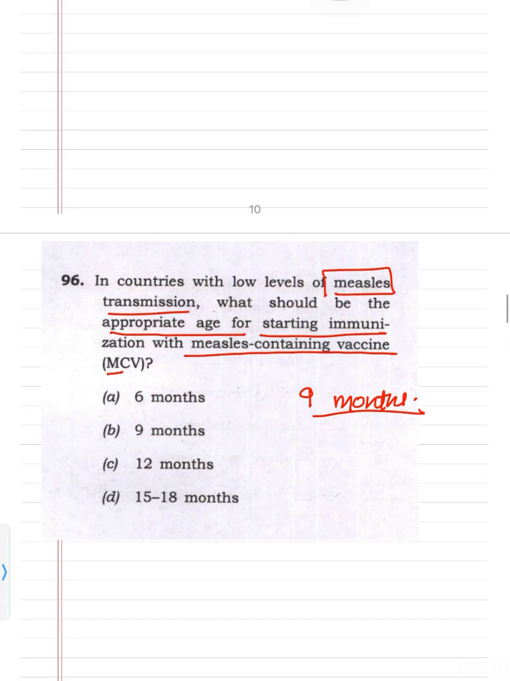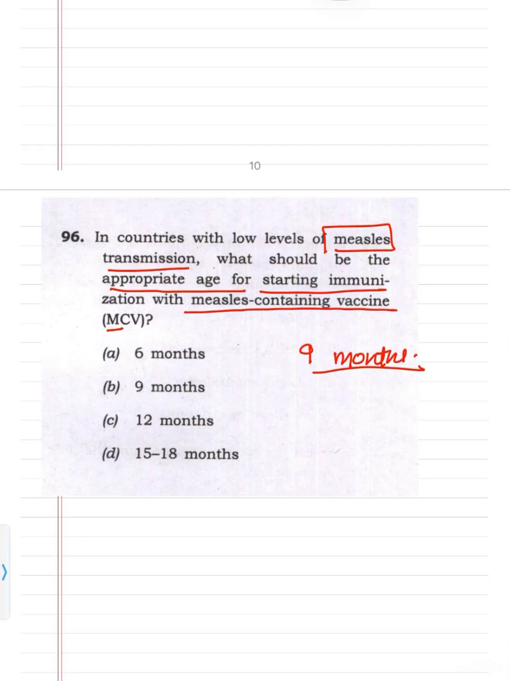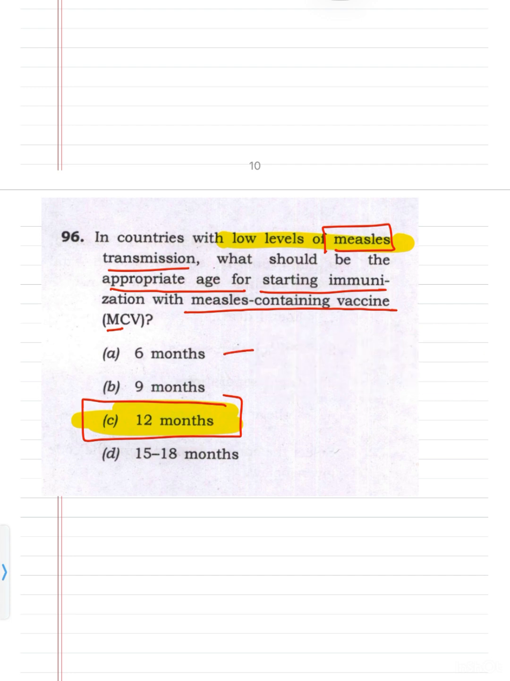So coming to the question, for the country with a low level of measles, the answer will be 12 months. C will be the correct option. So when will our answer be 6 months? 6 months will be when the community is having an outbreak of measles. If there is an outbreak of measles, give the measles vaccine at 6 months only, because the children do not have the transplacental antibodies in the titer which are going to protect them.